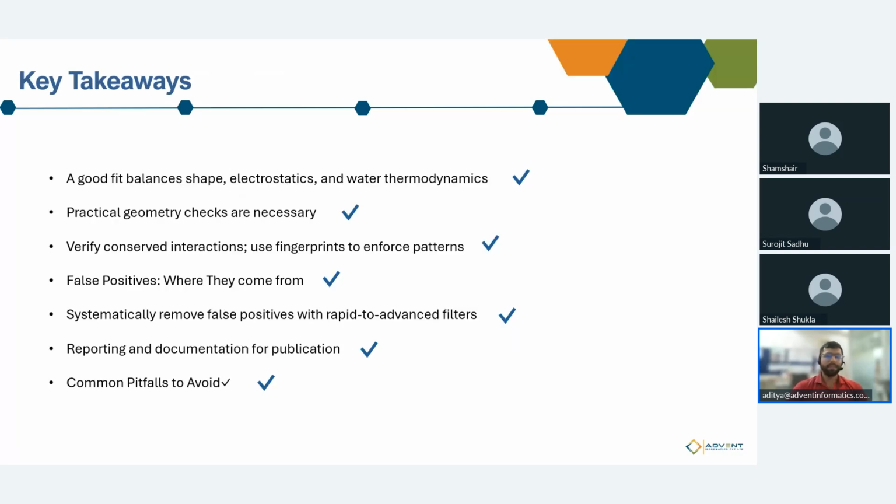So the key takeaways for today's webinar: to find a good fit, you need to balance electrostatics, water thermodynamics, as well as shape. You need to understand the practical geometry of each pose. You also need to verify some interactions. You can use fingerprints, you can use patterns to understand those. Also, we got to know about false positives, where they come from. We learned how we can eliminate such false positives, and there are different filters from rapid to advanced filters.